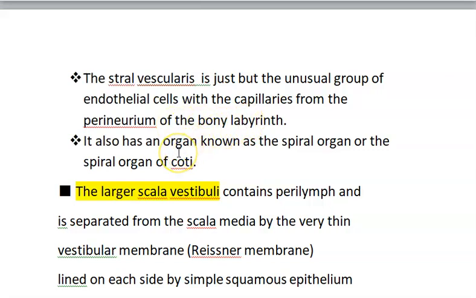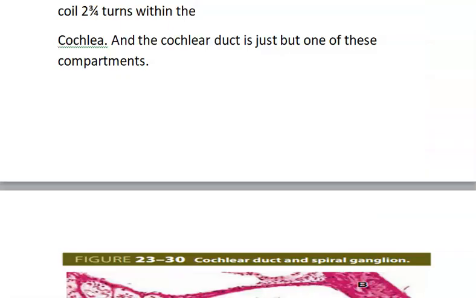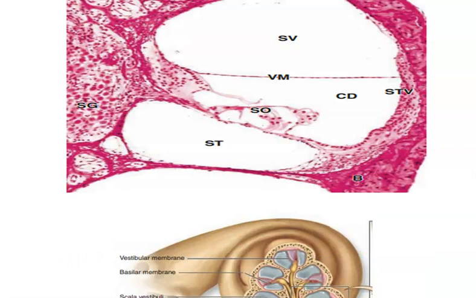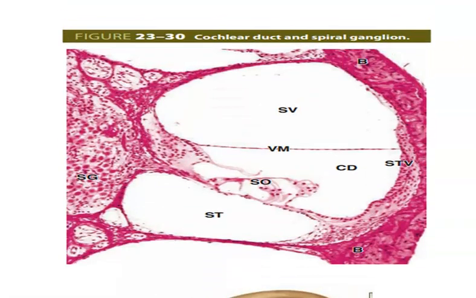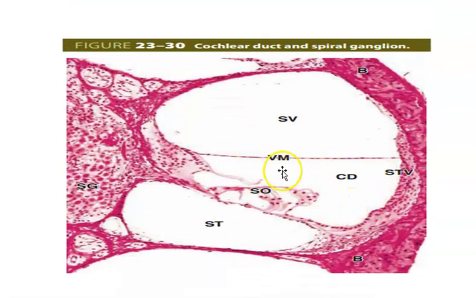It also has not only these structures described so far, but it also has an organ that we call the spiral organ, or the spiral organ of Corti. So see, these are the things that I'm now trying to describe for you, friends, on this histological structure. See, we are talking of this scala media.